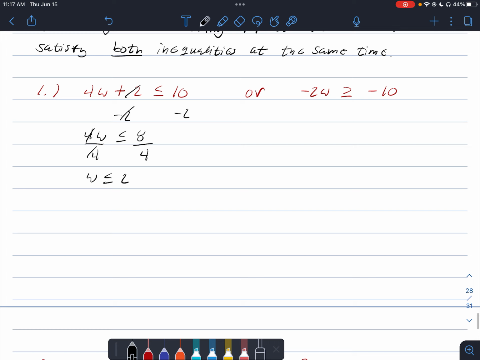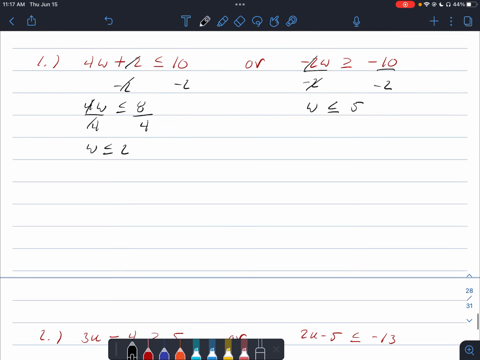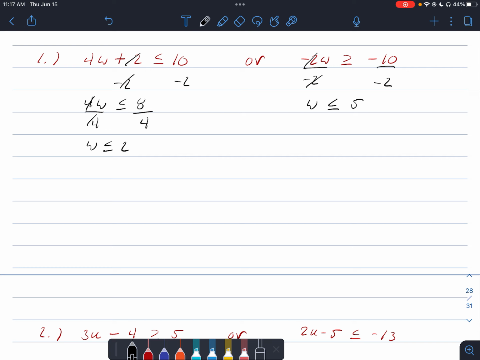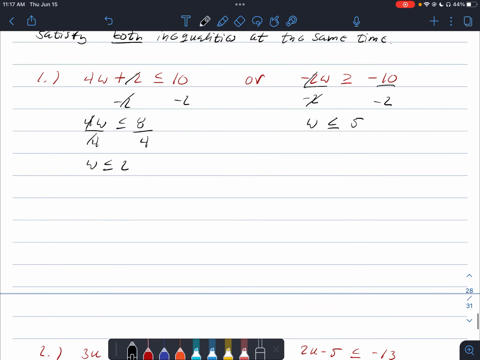And then over here, we can just go ahead and divide both sides by negative 2. But remember, since we're dividing by a negative, we have to flip the sign. So now we have w is less than or equal to 5. Okay? So the inequality that we're looking for here is w is less than or equal to 2, or w is less than or equal to 5.